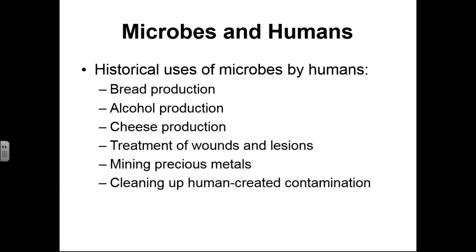Traditionally, humans have used microbes for things like fermentation or for leavening. So during bread production, we have a leavening agent with bread, yeast or Candida albicans. We can use Candida albicans for alcohol production. We use many different kinds of microbes for cheese production.